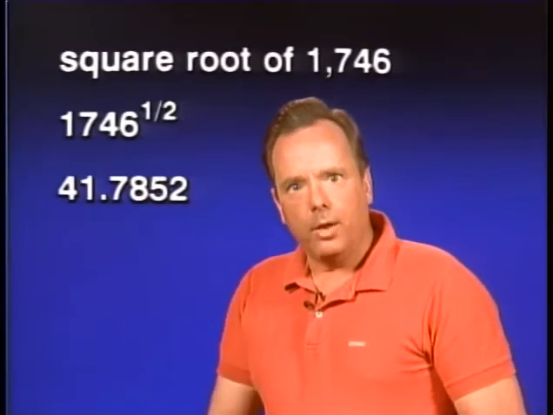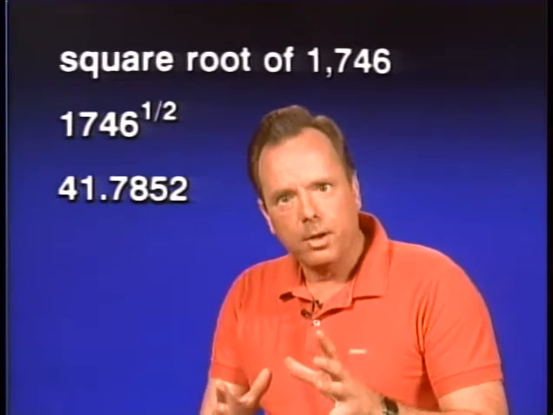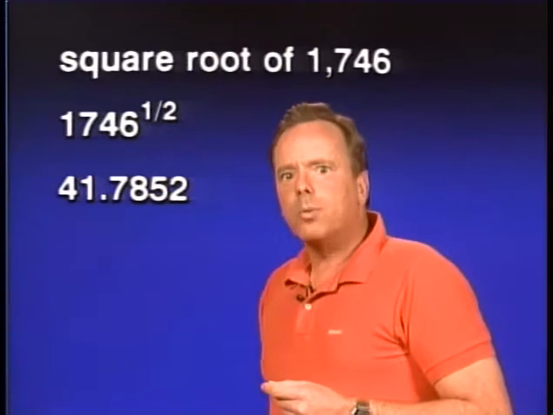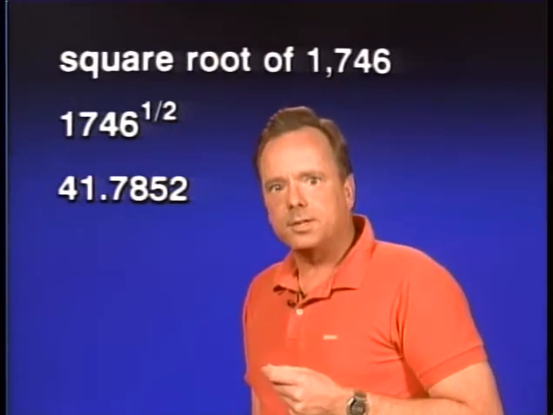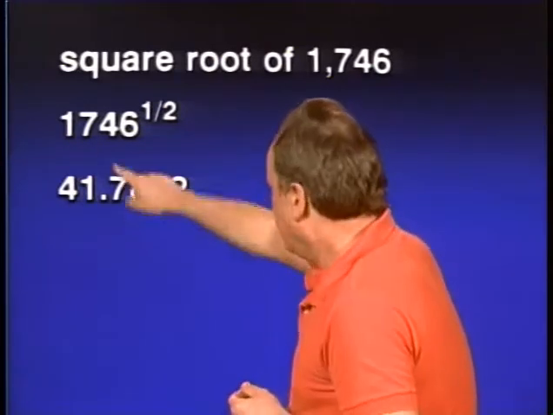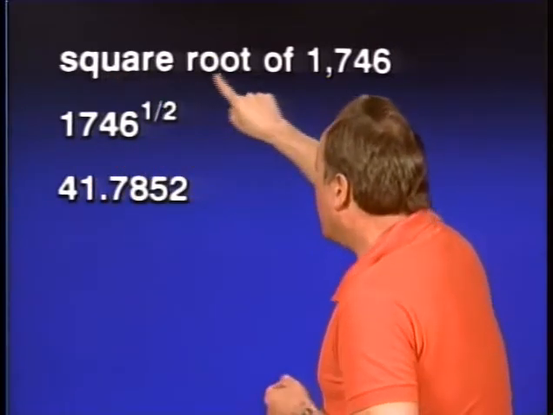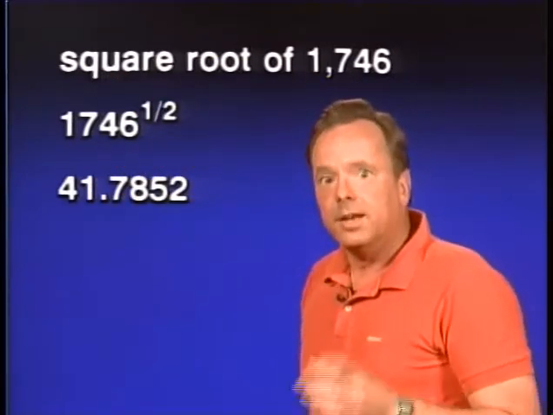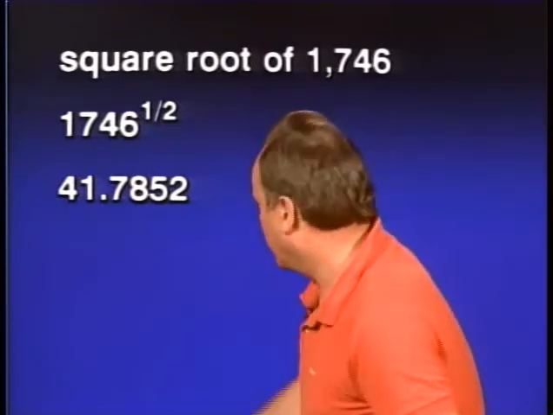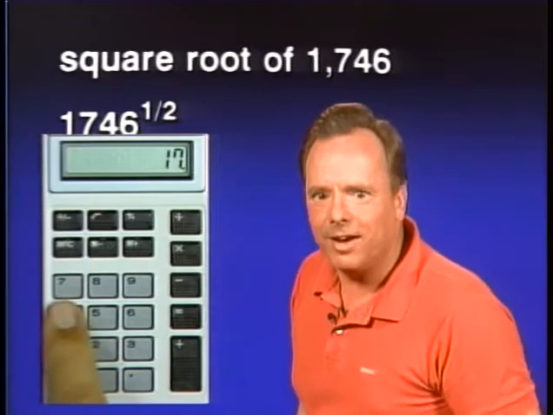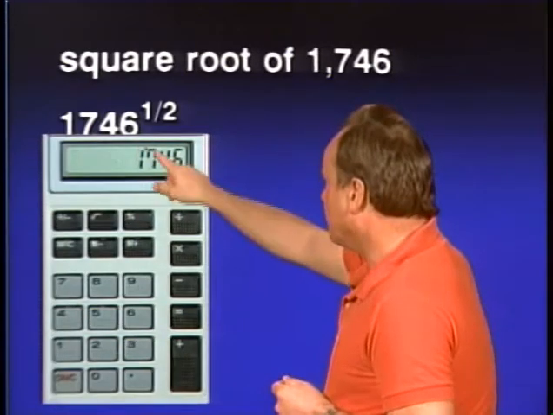Now they're going to ask you, what is the square root of a number? Well, the square root of a number is a smaller number that when it's multiplied by itself will produce a larger number. The square root of 1,746 you'd work out with your calculator. By the way, 1,746 to the 1/2 power is the same as the square root of 1,746. Now you and I are going to do this with our calculator, and we're going to get an answer of 41.7852.